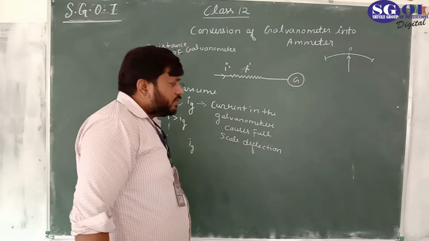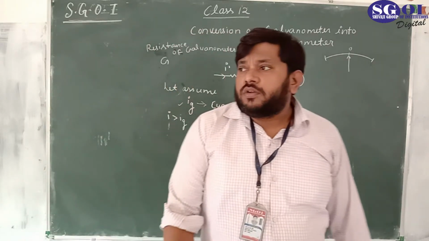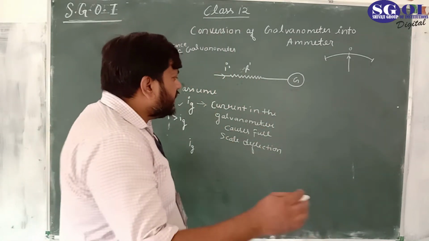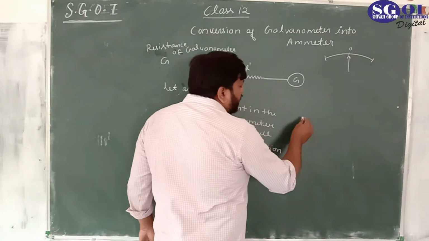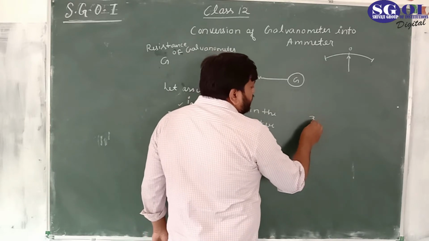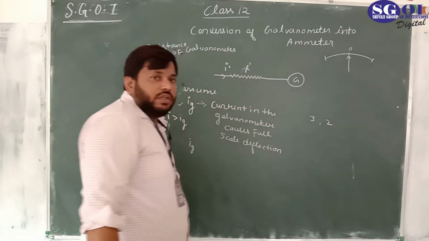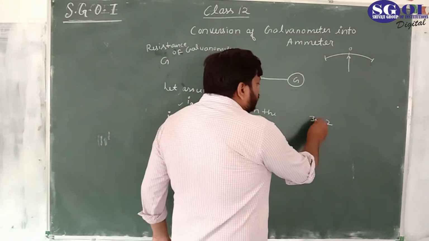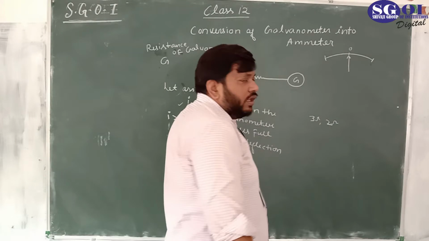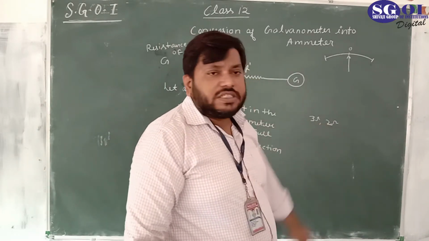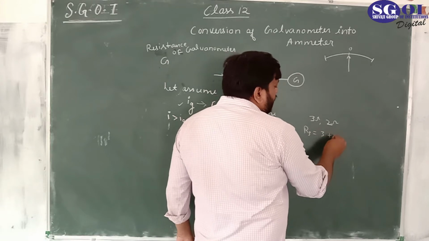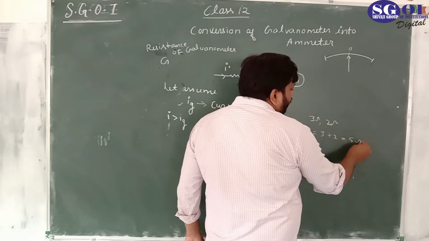Overall circuit resistance will become small, and we know that for lowering the resistance, let's take an example so that you can easily understand the concept. Let's say we have two resistances, 3 ohm and 2 ohm. This is the 3 ohm and this is the 2 ohm. Now if we connect these resistances in series, let's see what is the result. R is equal to 3 plus 2 equal to 5.